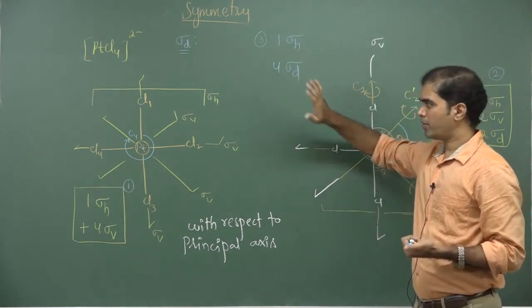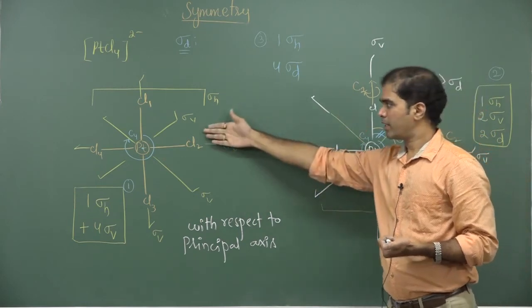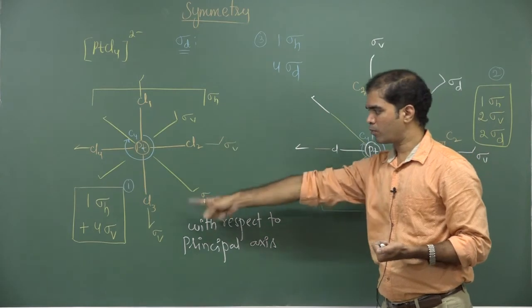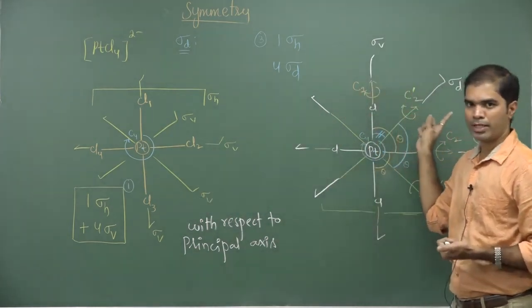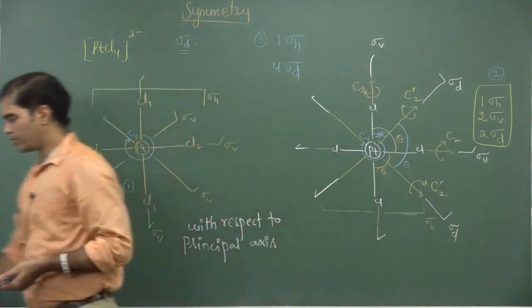So at this point you need not get confused absolutely. It depends on authors in which way they are considering. There is no hard and fast rule that you have to say only 4 sigma v, or only 2 sigma d, 2 sigma v. It is up to our understanding. You need not bother about it.